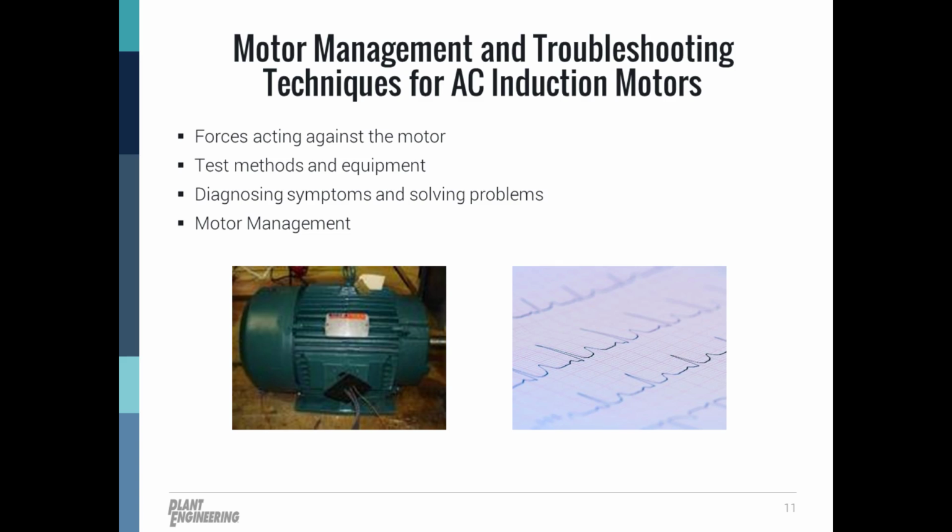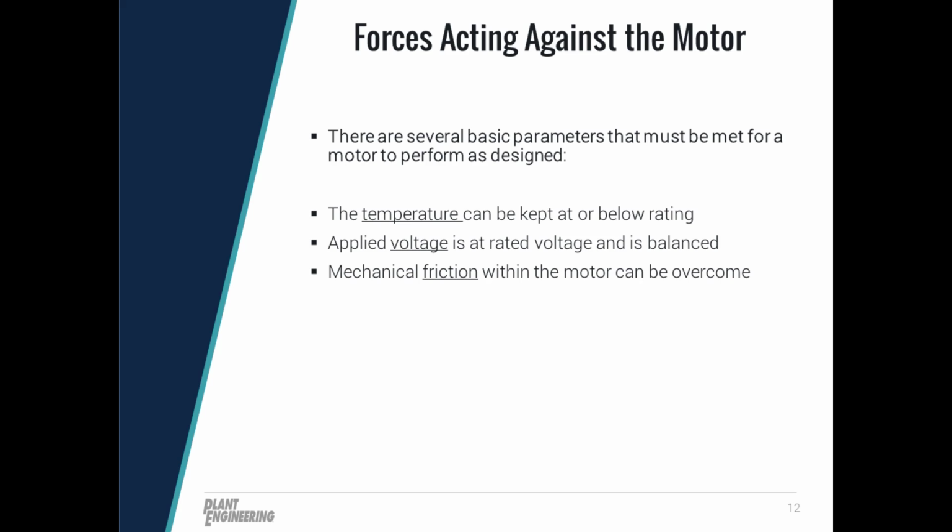All right, thanks, Mike, and thank you to everyone for allowing me to present today. During the first segment of the presentation, we'll take a look at some of the forces that act against the motor and problems we may encounter when troubleshooting motors, along with what tools we may use in the process. So first, we'll look at various forces acting against the motor during operation. For a motor to perform within design specifications, running temperature must be kept at or below installation class rating. Applied voltage should be well balanced and as close to nameplate rating as possible, and mechanical friction within the motor must be overcome during startup.